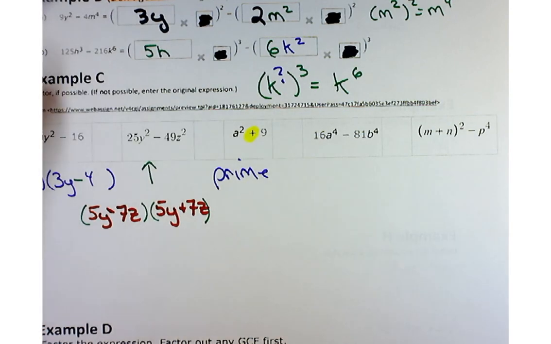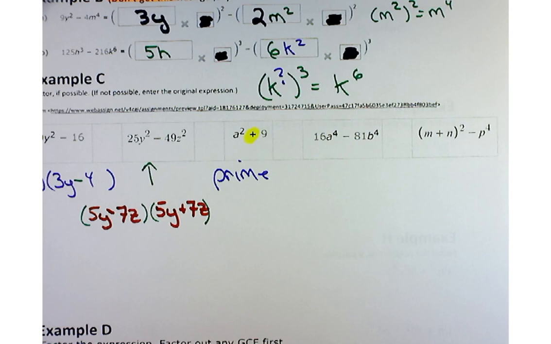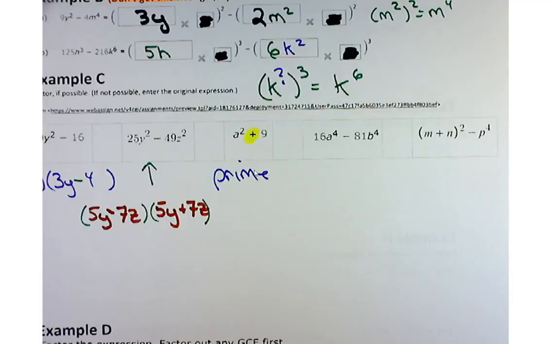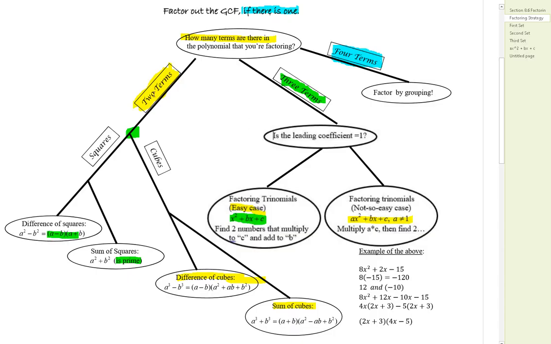Okay, so what you should be doing and thinking when you do these problems is thinking about your factorization strategy. There's no GCF here, right? After you factor out the GCF, if there is one, and you look at what's left, how many terms are there? 2 terms. So that brings you down this left branch. Are those terms squared numbers or cube numbers? Squared numbers. So it brings us down this branch.